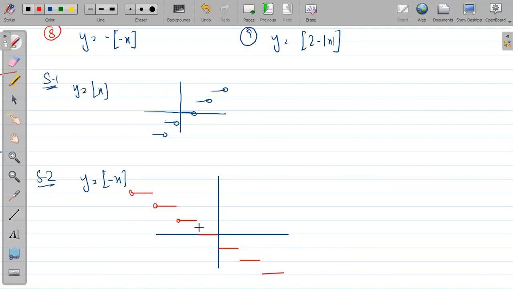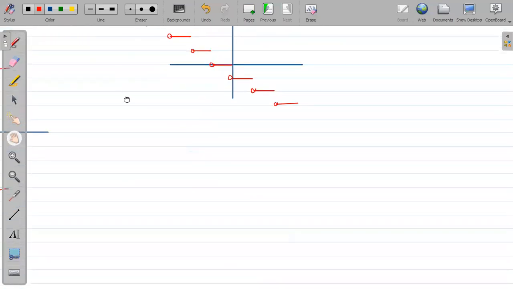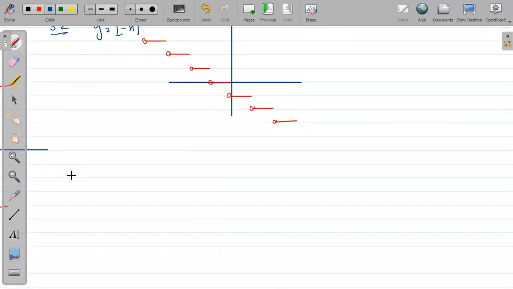Image, what will it be? About the y-axis I am taking the image. Definitely you are getting these parts. Definitely you are getting this line, this only. Now the third step, we have to replace y by minus y. That is y equal to minus of. The third step is what? Replace y by minus y.